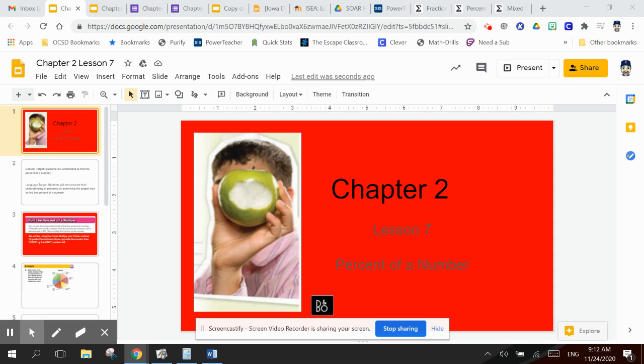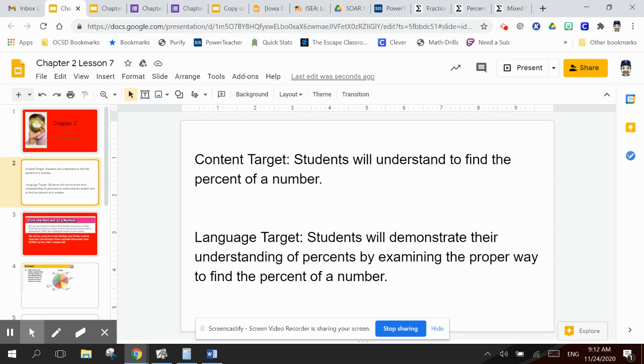Chapter 2, Lesson 7, Percent of a number. Our content target: students will understand how to find the percent of a number. The language target: students will demonstrate their understanding of percents by examining the proper way to find the percent of a number.